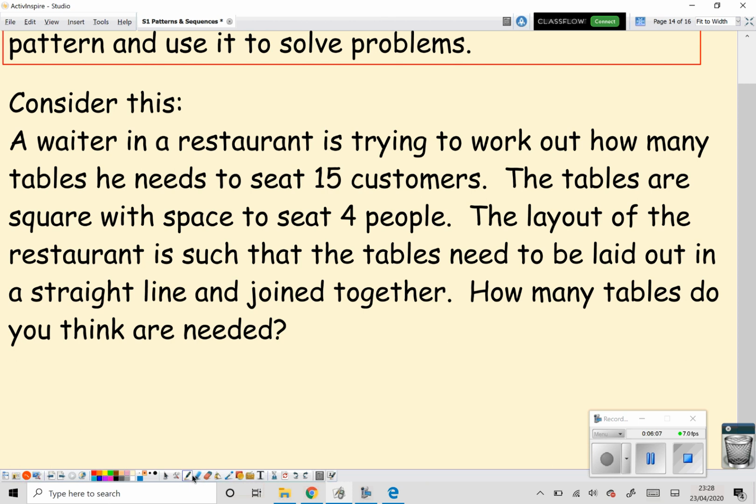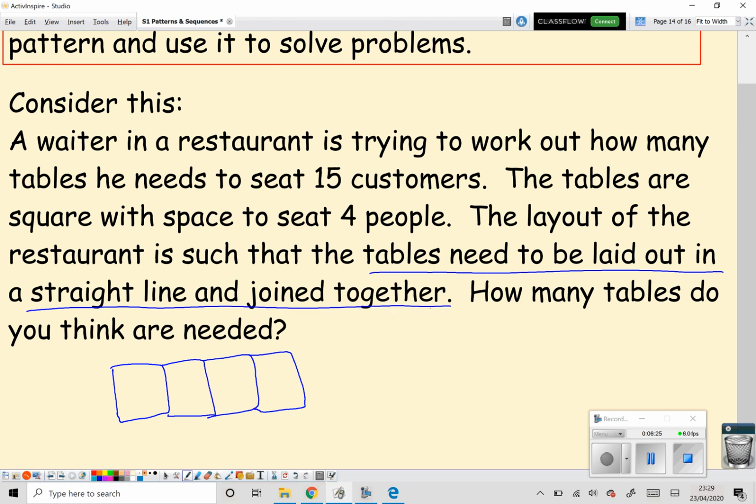if you give this problem a bit of thought, just by sketching out some ideas, then okay, if we've got 1 table, 2 tables, 3 tables, and then 4 tables, remember, it said in the question that the tables need to be laid out in a straight line and joined together. Well, if they're joined together, then you're not getting 4 people around the table anymore. You're getting 3 people around the tables at the end, and then 1 at each side here.